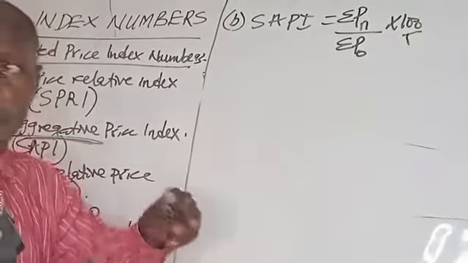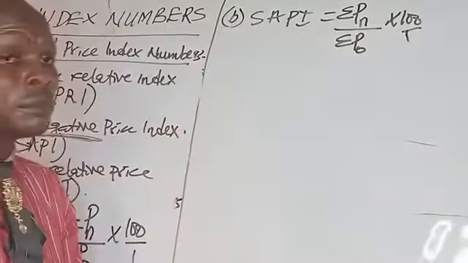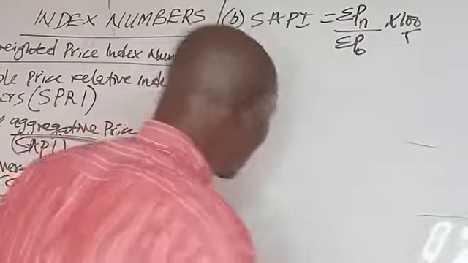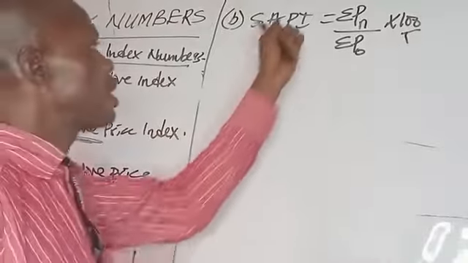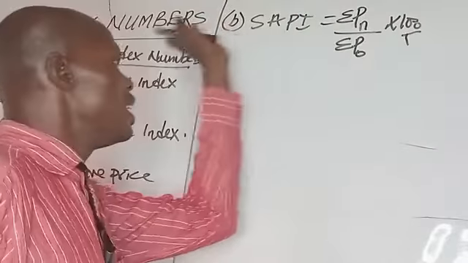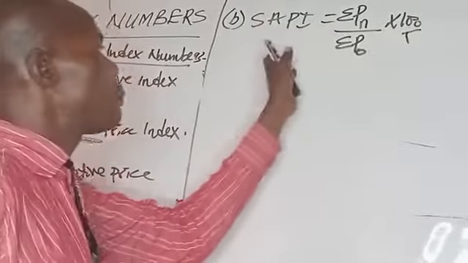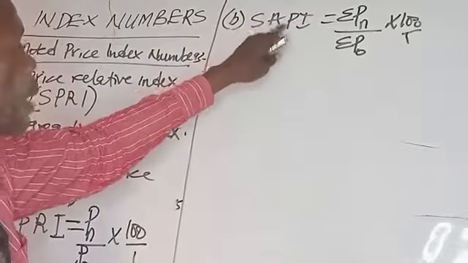The sum of the total price of a commodity in the current year over the sum of the price of the commodity in the base year. I repeat, the sum of the price of a commodity in the current year over the sum of the price of the same commodity in the base year. That is the simple aggregative price index.